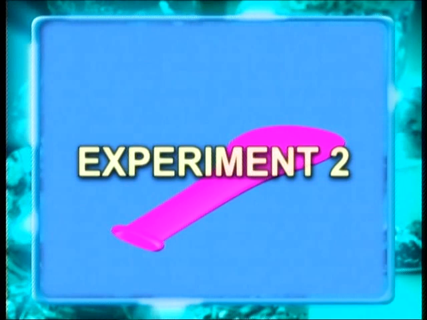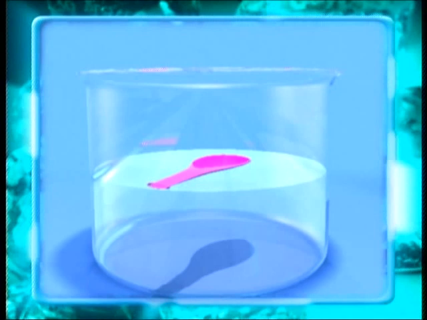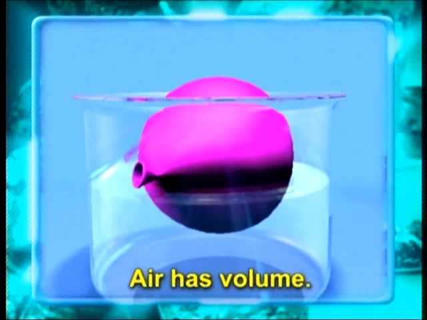Now let's put this deflated balloon inside the beaker of water. We are trying to measure its volume. Now, blow some air inside the balloon and put it inside the beaker again. See that? This shows that air has volume and air is a form of matter.